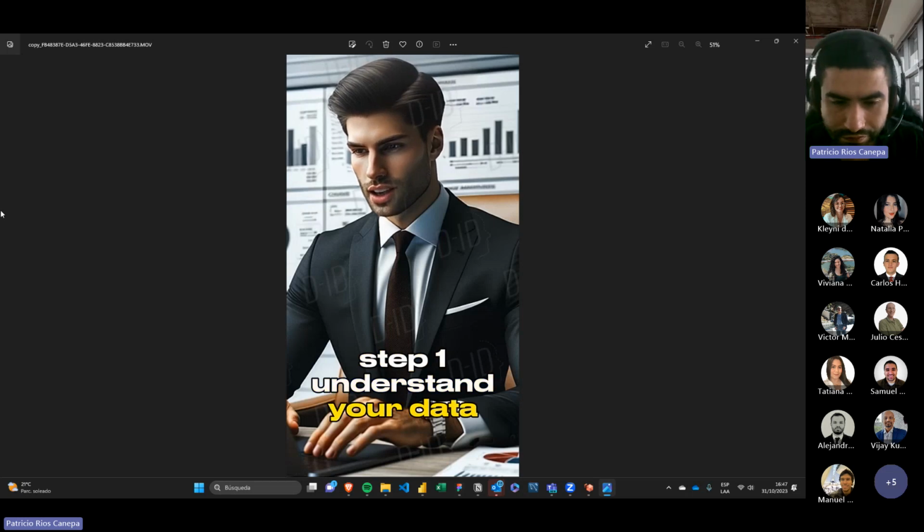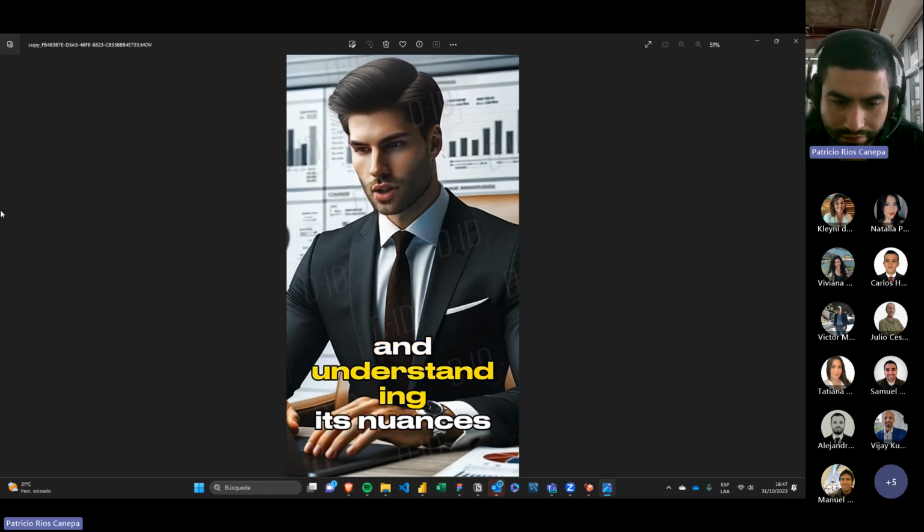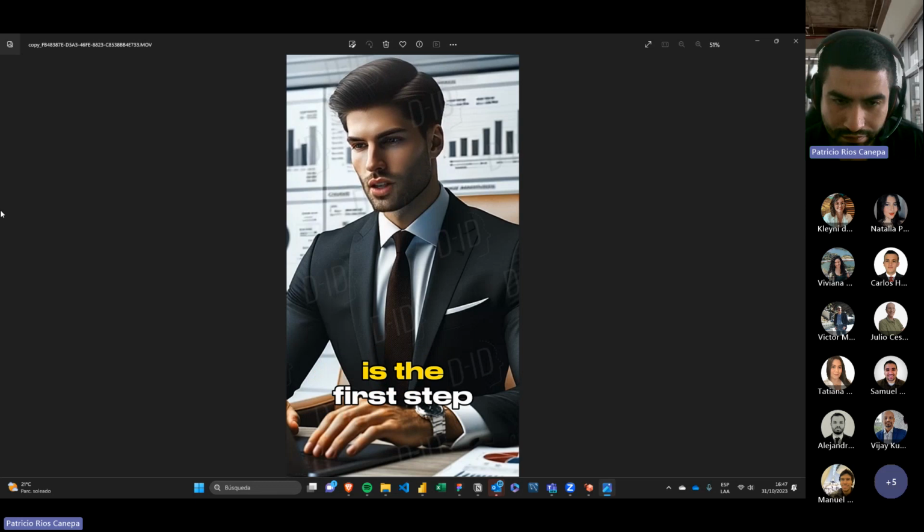Step 1. Understand your data. Begin with a deep dive into your data. Know the story it wants to tell. Every dataset is unique, and understanding its nuances is the first step to effective visualization. Analyze the type, scale, and dimensionality of your data.